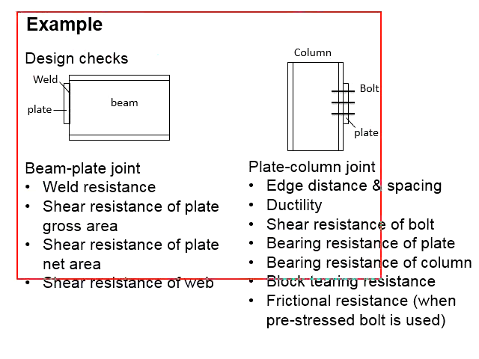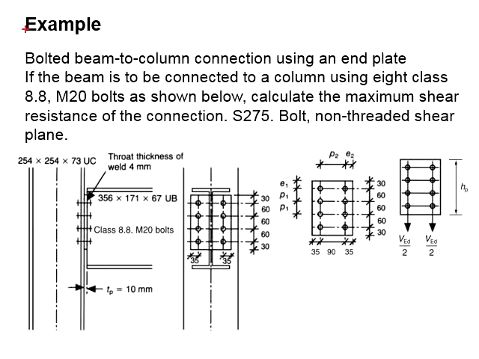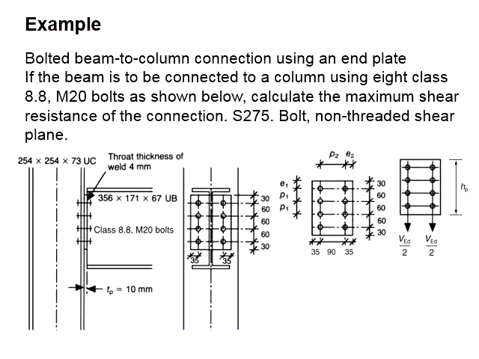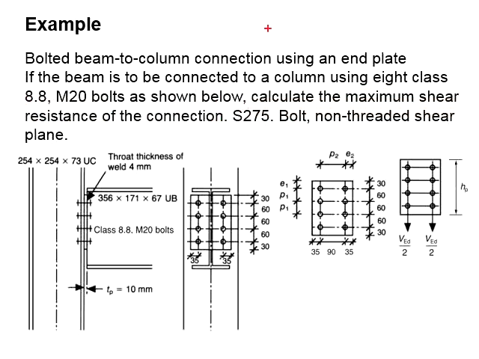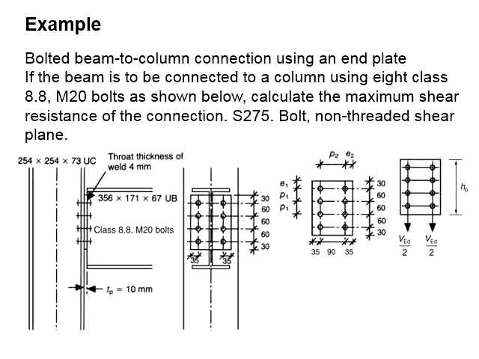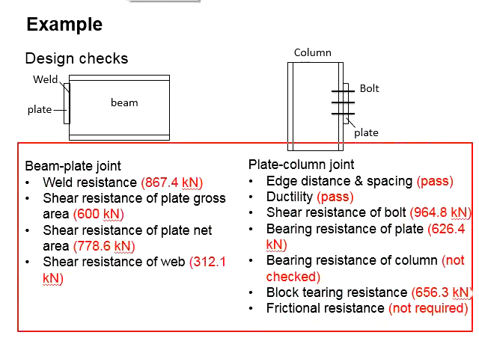After done checking all the aspects of the connections, now we look back on the questions for this example. The questions ask us to determine the maximum shear resistance of the connections. For us to determine the maximum capacity of the connections, we will need to look into all the aspects and identify which fell first. These are the results as obtained from the calculations from the previous slide.